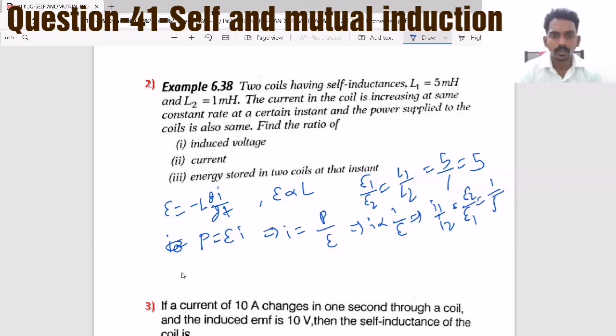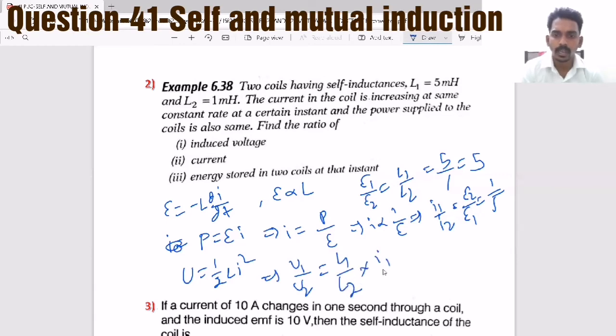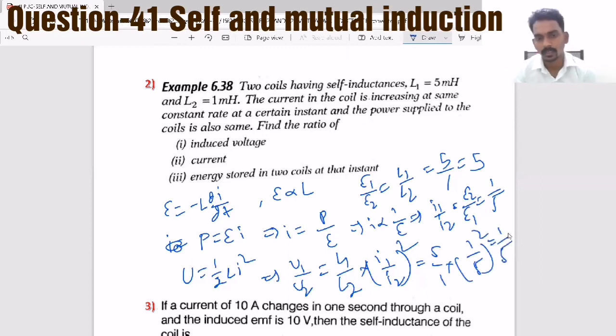Now they are asking energy stored. So energy equals half L I square. So the ratio U1 by U2 is L1 by L2 into I1 by I2 whole square. We have L1 by L2, that is 5 by 1. I1 by I2 is 1 by 5, whole square, so the ratio is 1 by 5.